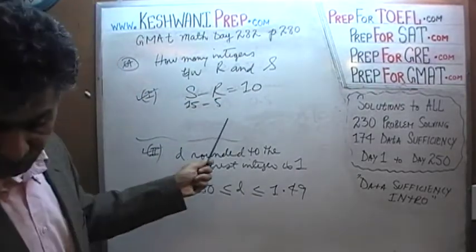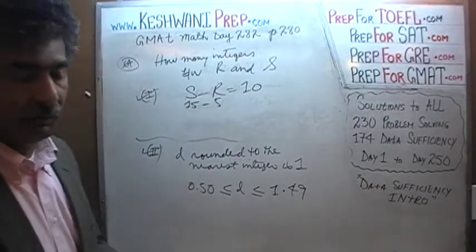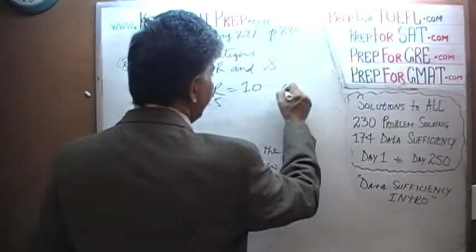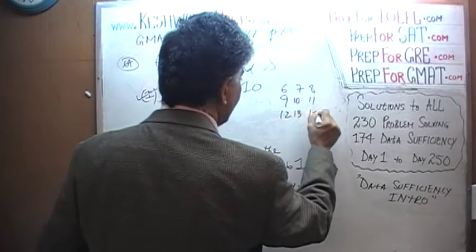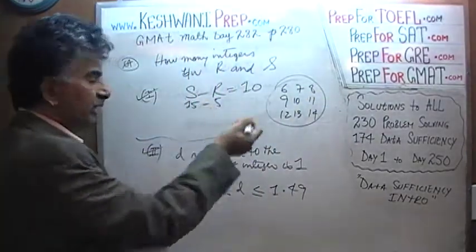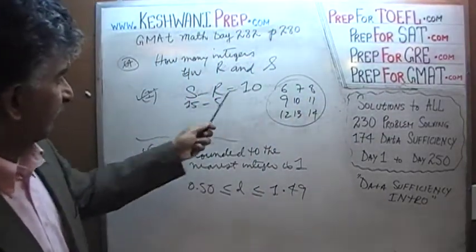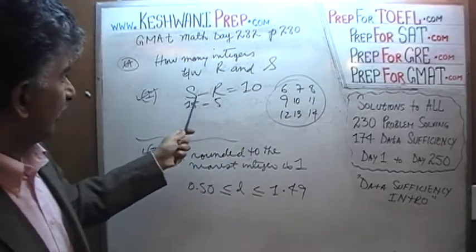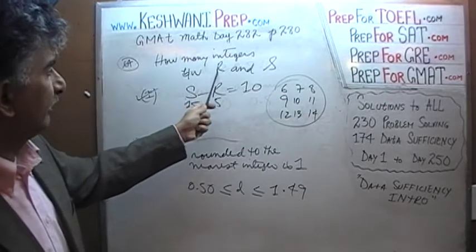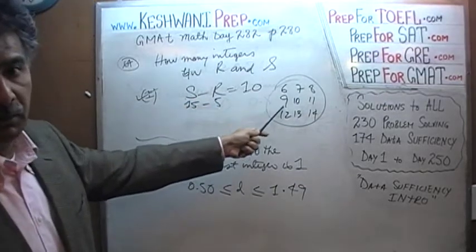All the integers that fall between 15 and 5 will be counted here. So that will be 6, 7, 8, 9, 10, 11, 12, 13 and 14. There you go. There are 9 integers that fall in that range. S minus r is 10. If s happens to be 15 and r happens to be 5, there will be 9 integers that fall here. The question is, how many integers fall between r and s? The answer is 9. But this was unnecessary.